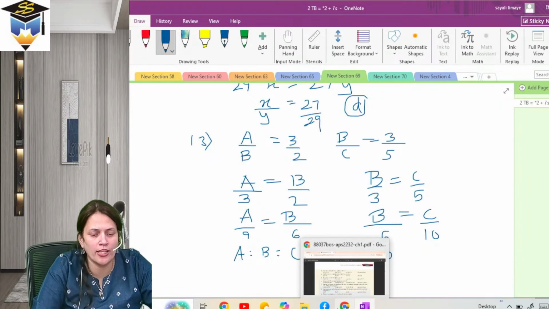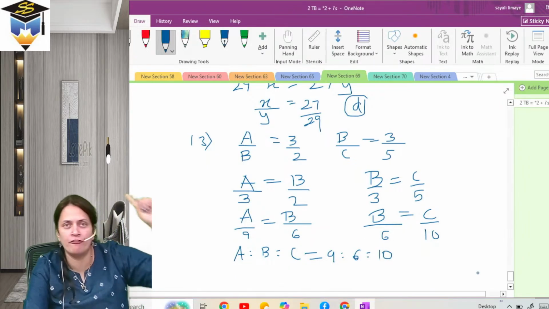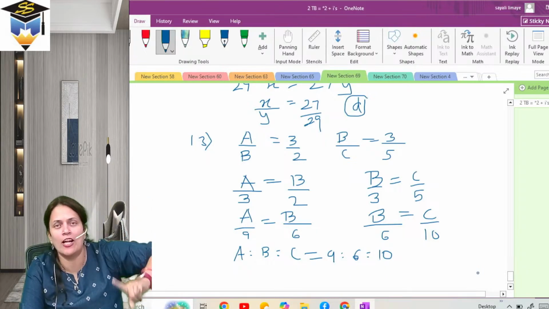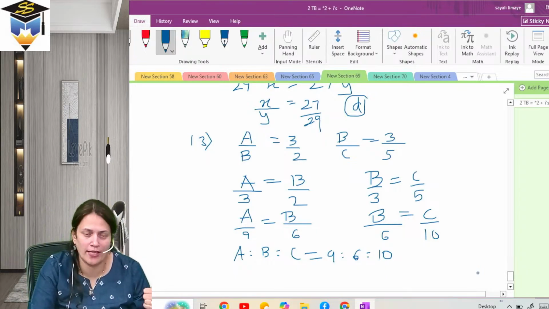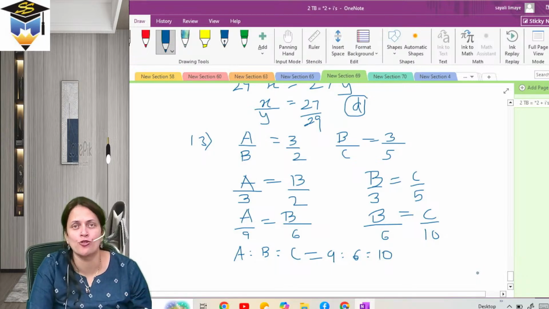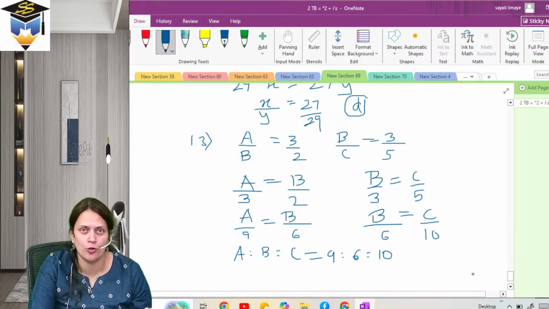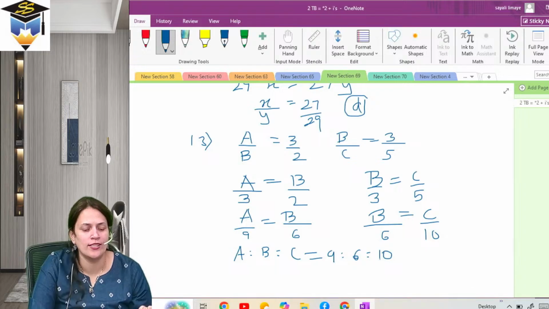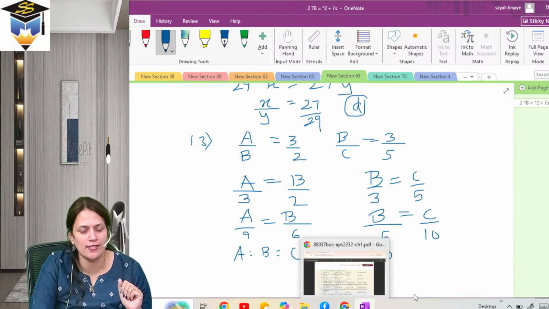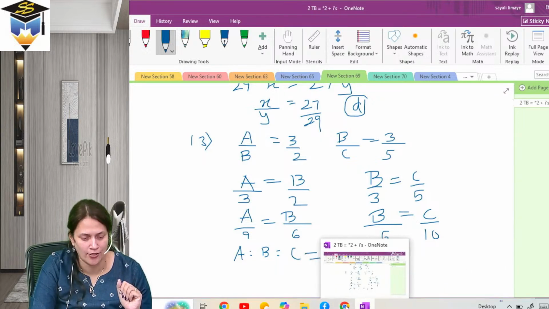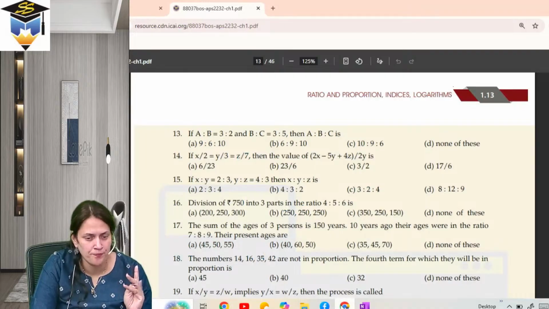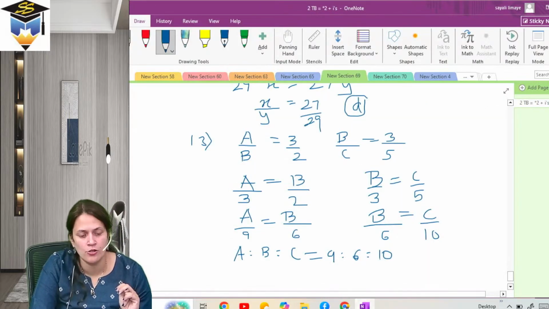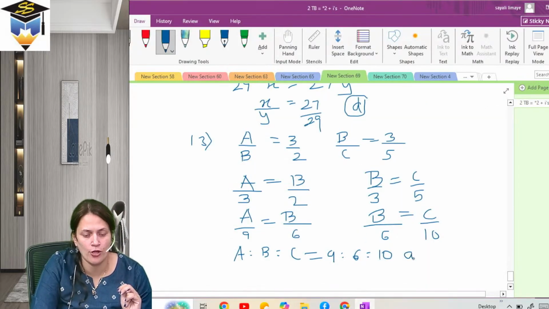So in order to make it into continued proportion, first we have done alternando, multiply first ratio by 1 by 3. Take the second ratio, take alternando, multiply both sides by 1 by 2. So in this way we have found out the same value of B. So we say they are in continued proportion. So A is to B is to C is 9 is to 6 is to 10. So answer is A, option A for question number 13.